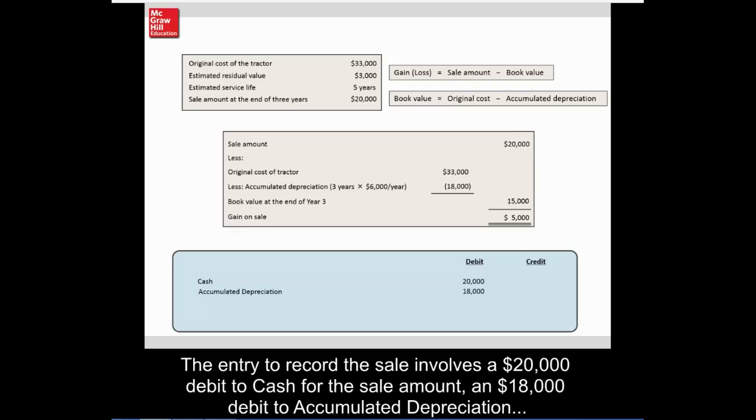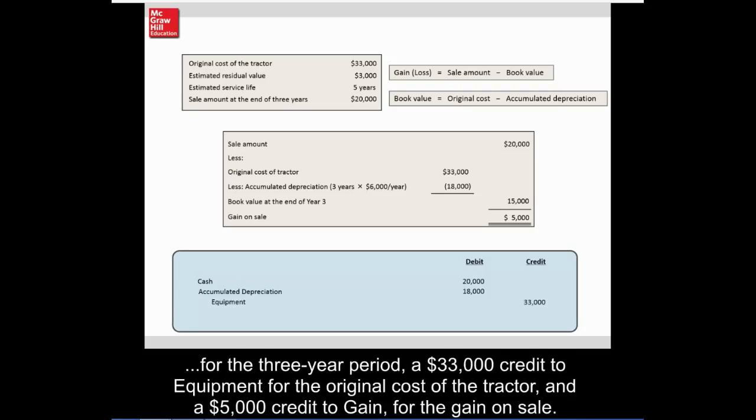The entry to record the sale involves a $20,000 debit to cash for the sale amount, an $18,000 debit to accumulated depreciation for the 3-year period, a $33,000 credit to equipment for the original cost of the tractor, and a $5,000 credit to gain for the gain on sale.